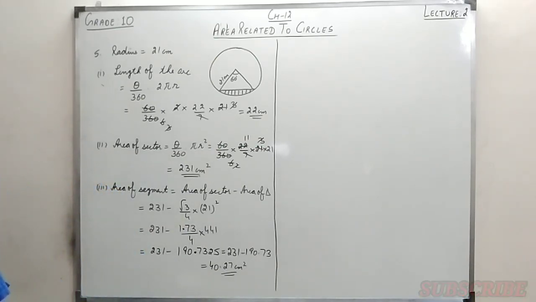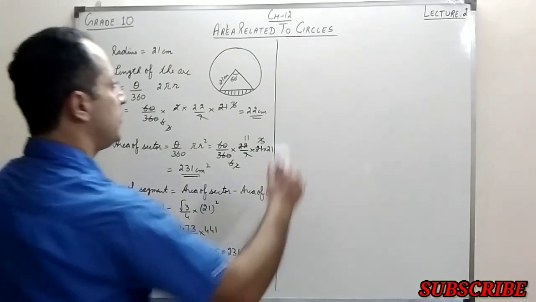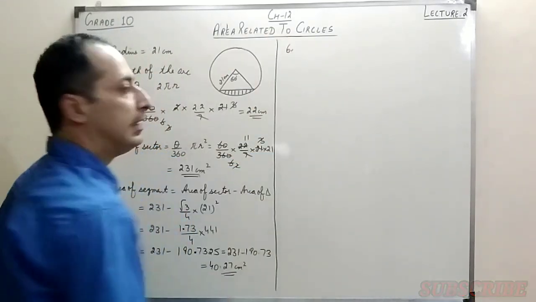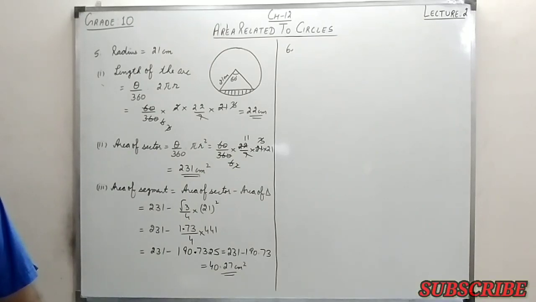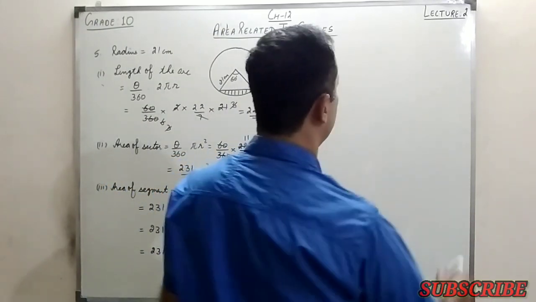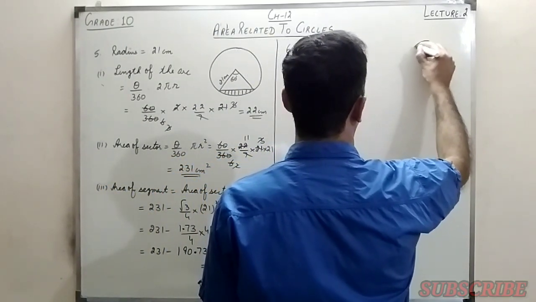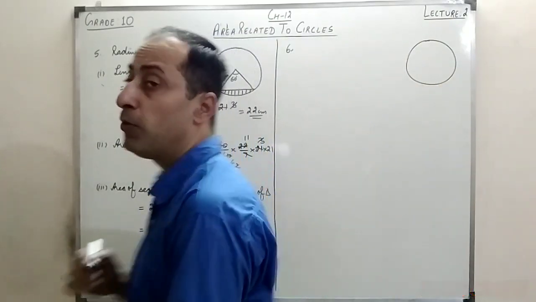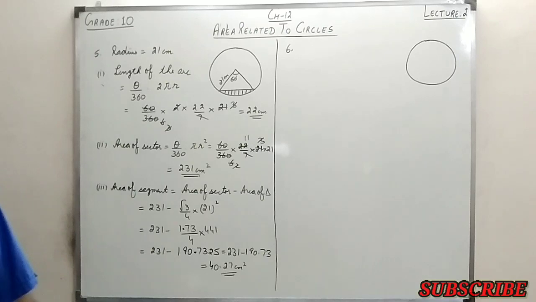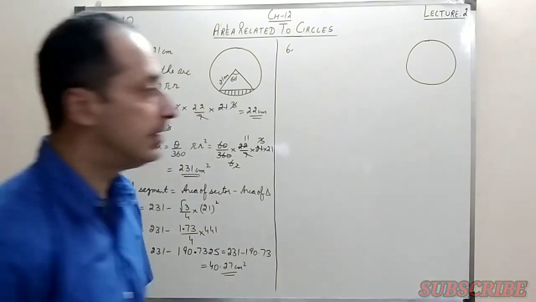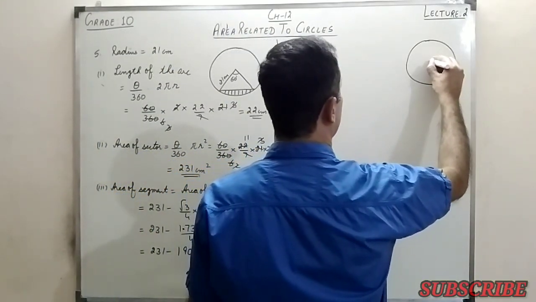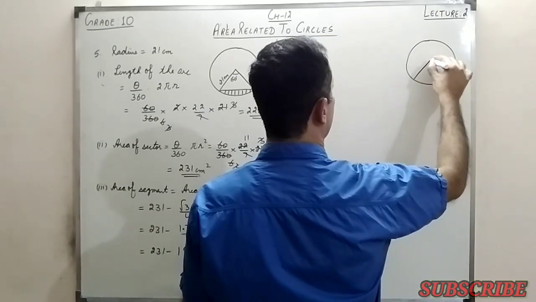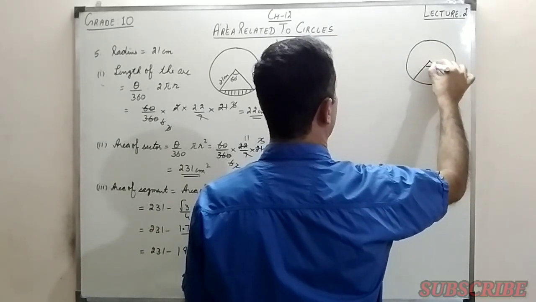Let's go to the next question, which will be our last question for this lecture, right? It is given a chord of a circle of radius 15 centimeters subtends an angle of 60 degree at the center. So again we have to draw the diagram. That's very important, because if you don't draw the diagram, it becomes difficult to understand what actually you are doing in the question, right? So it's given that the angle formed is 60 degree. So this is 60.